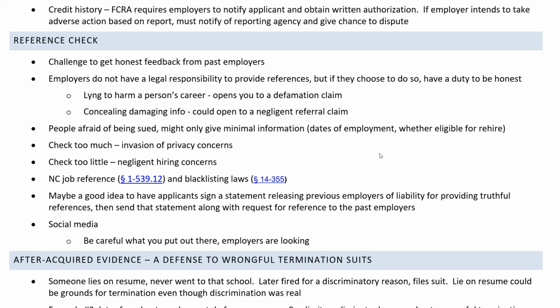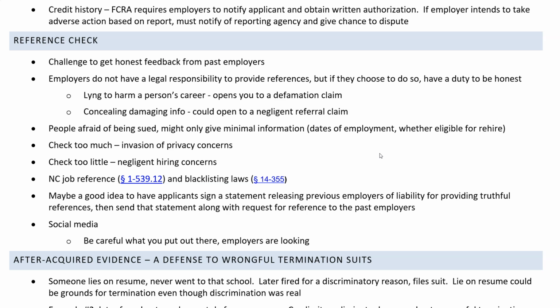When I'm looking into people's pasts, I have to be a little bit careful. If I check too much into things, I might be crossing a line into invasion of privacy, so I don't want to do that. If I check too little, then that opens me to the possibility of a negligent hiring claim, so I don't want to do that. So finding a balance is key here.